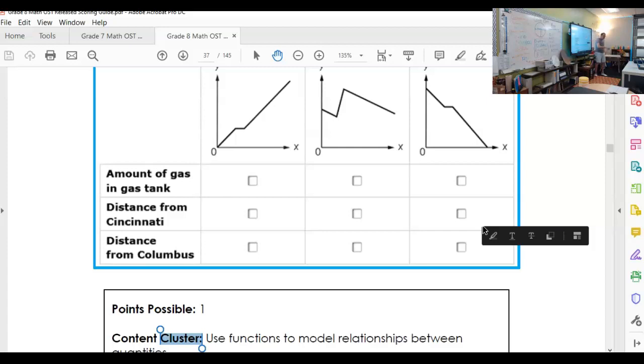But while you're getting gas, time keeps going. So it wouldn't be a vertical line. Time keeps going while my gas is filling. And these are showing when we stopped to get gas, the distance stopped changing for a moment. Also, you can see the same little stop on two of the graphs, so you know that those have to both be the distance. They have to be talking about the same thing, right? So distance from Cincinnati versus distance from Columbus and your gas.